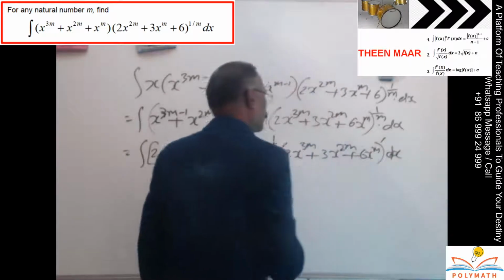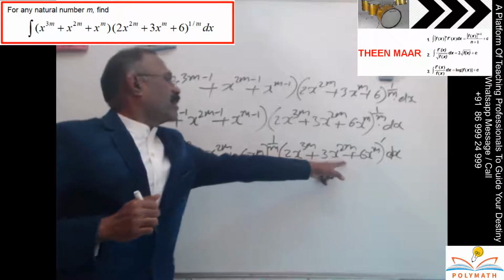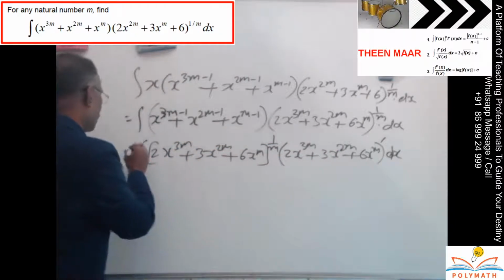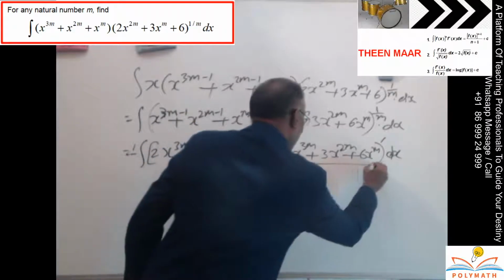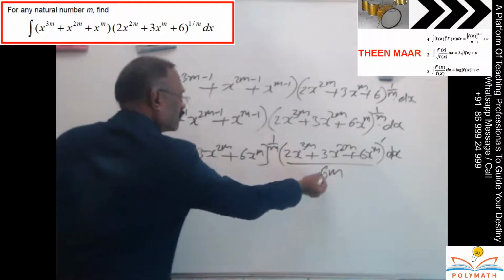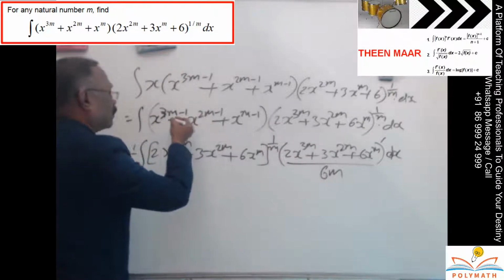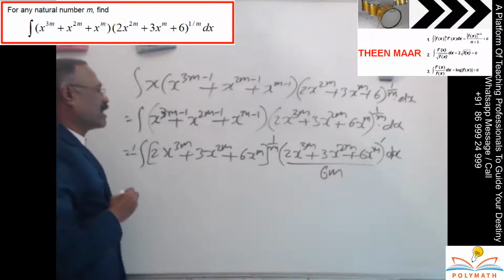Just check it out, please. You will get 6m extra here, which I explained in the previous step. So write 1 by 6m here, for better understanding, because if 6m divides this, then you will get the same term. So this term is written as f'(x) now.